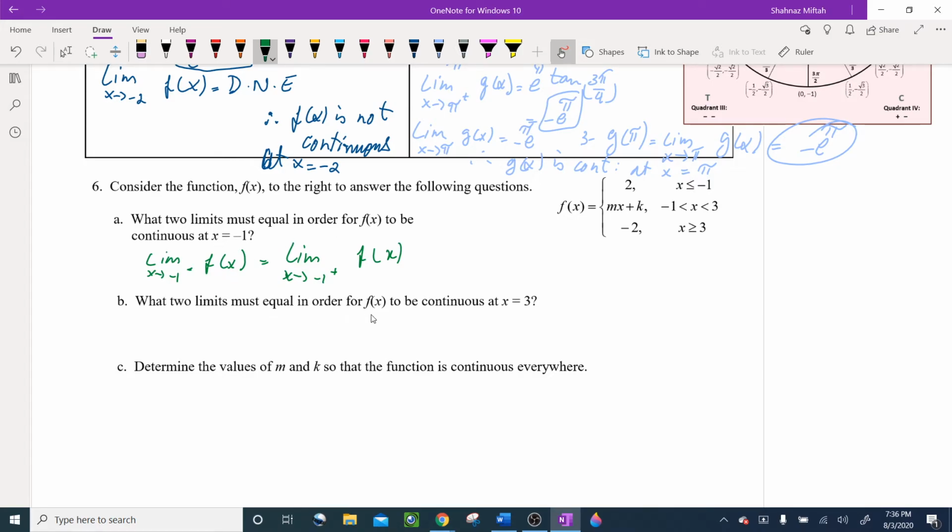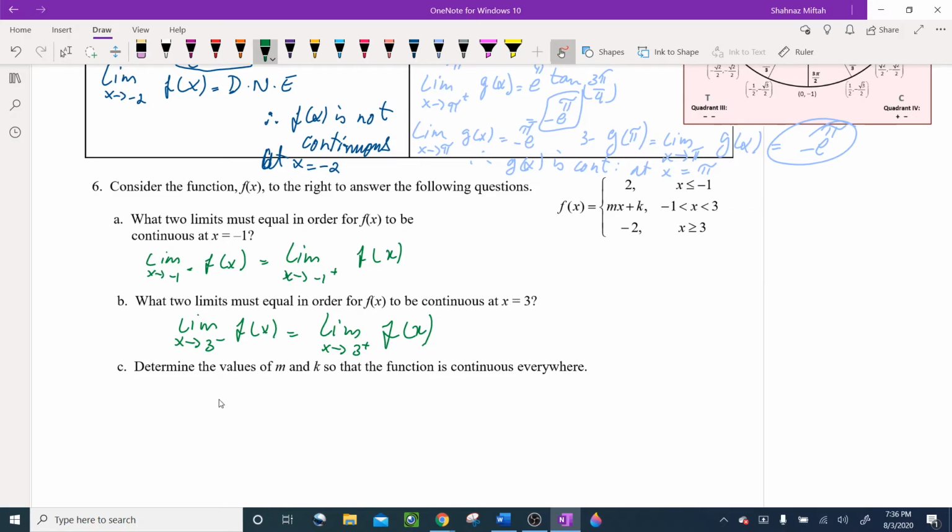What two limits must be equal in order for f of x to be continuous at x equal 3? Again, the same thing. The limit as x approaches 3 from the left of f of x and the limit as x approaches 3 from the right of f of x. You can tell for -1, x less than or equal to -1 is the left and x greater than -1 is the right. For the 3, this is left and this is right. Okay. Determine the values of m and k so that the function is continuous everywhere.